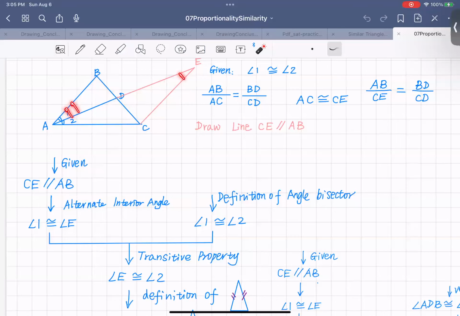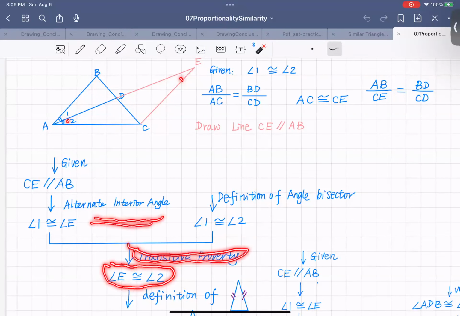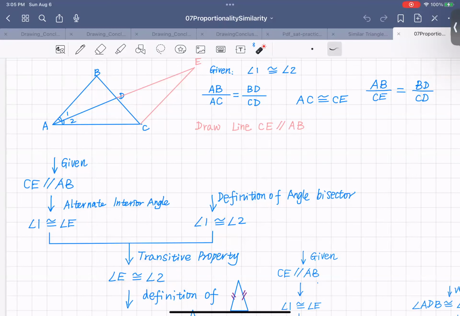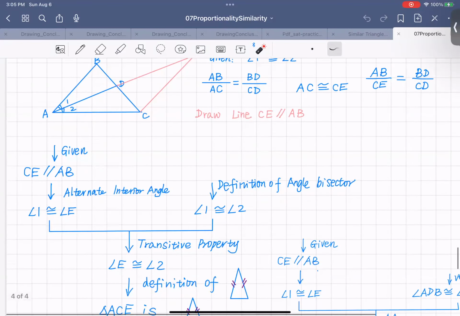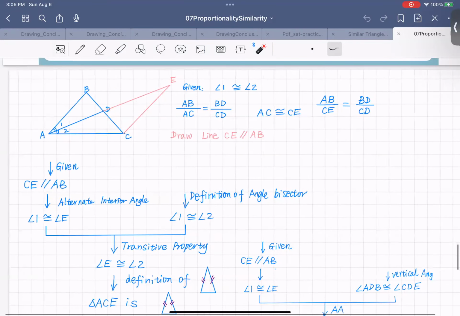Now 1 is congruent to E. And I say this is the angle bisector, so angle 1 is congruent to angle 2, correct? Yes, because of the definition of angle bisector. 1 is congruent to E, and 1 is congruent to 2. So 2 is congruent to E, correct? This is because of the transitive property, right? After this transitive property, we get E congruent to 2.